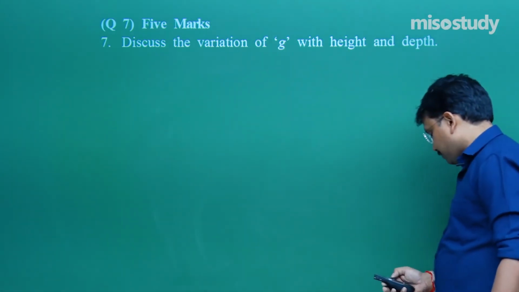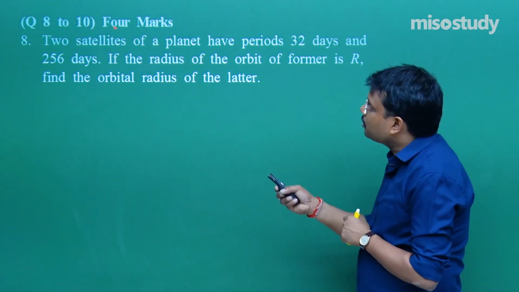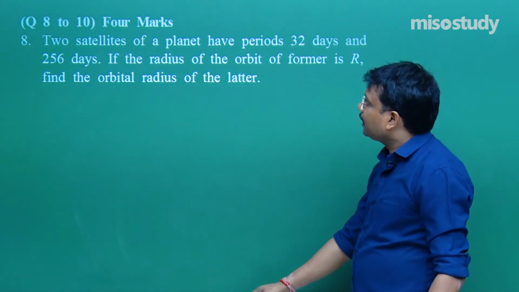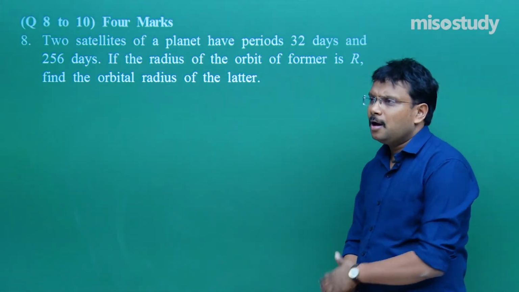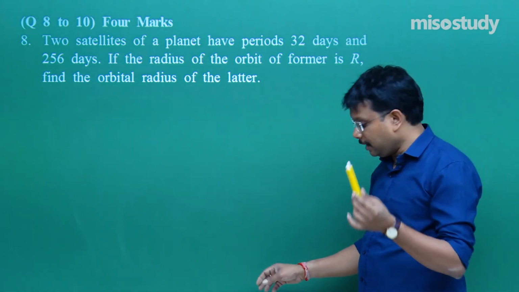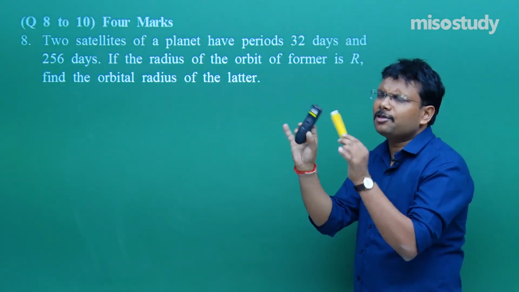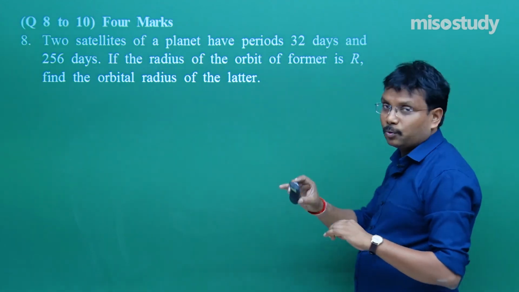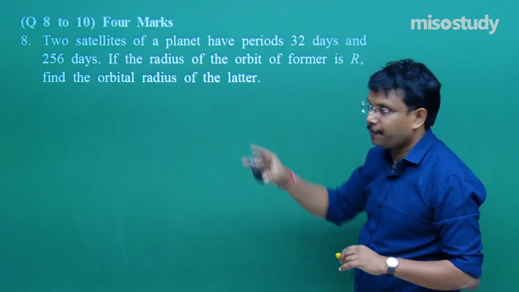Then comes question number 8. Now, 8 to 10, each question is with 4 marks. Please take a look. Fine. Now, 2 satellites of a planet have periods 32 days and 256 days. Let us say for Earth, yellow color planet, satellite and black color satellite. This is big satellite, this is small satellite, something like that. The small one is revolving around the Earth in 32 days. This big one is revolving around the Earth in 256 days.